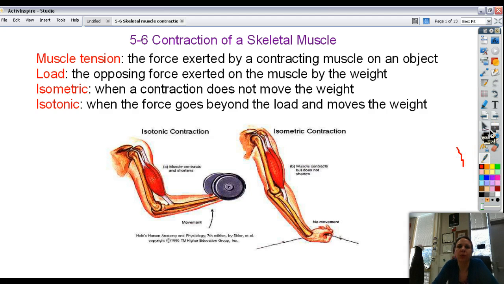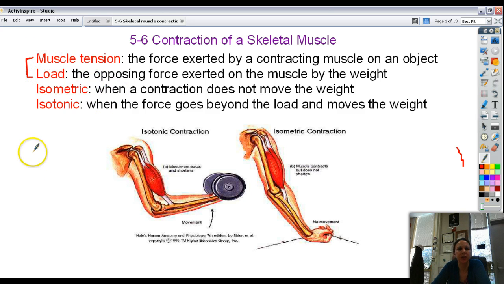When we contract a muscle, we usually use it to lift things, to move our body and so on. And so when a muscle contracts, we call the force that the muscle can apply onto something the muscle tension. So when I pick up my phone, I'm exerting a force on the phone. So that's called my muscle tension. But my phone is also exerting a force downwards due to gravity and the weight of the phone, which is called the load. So we have muscle tension and load.